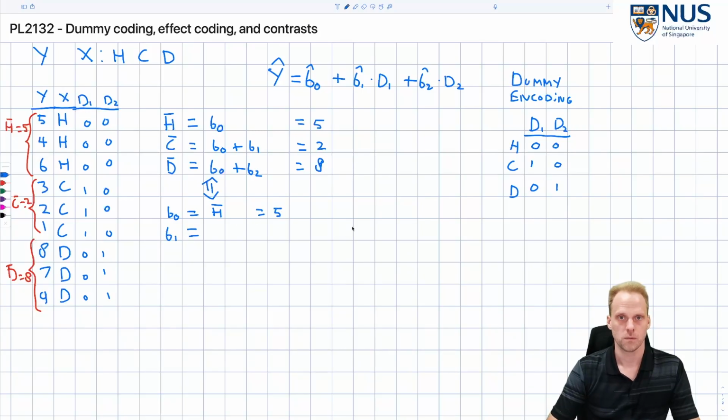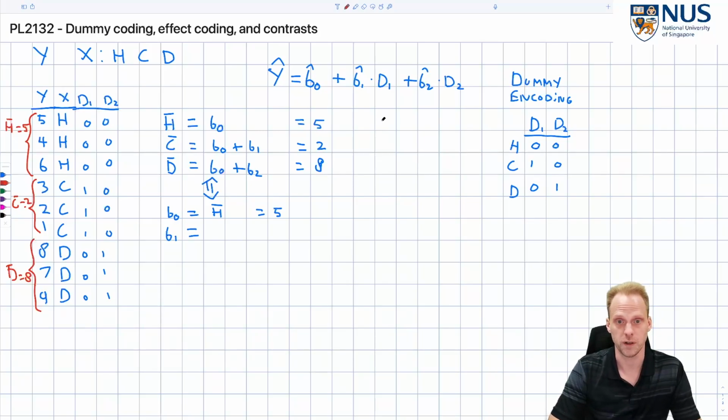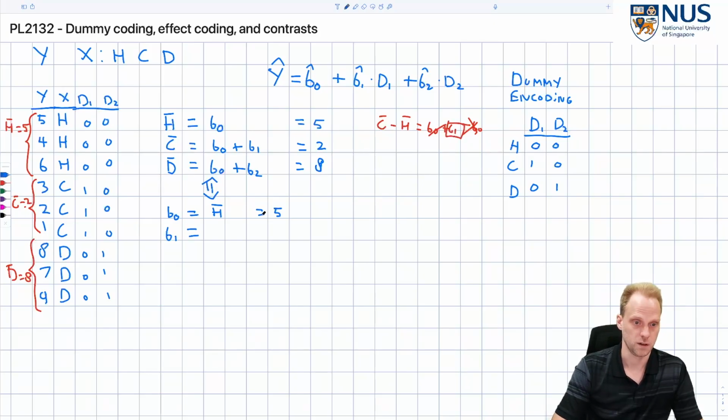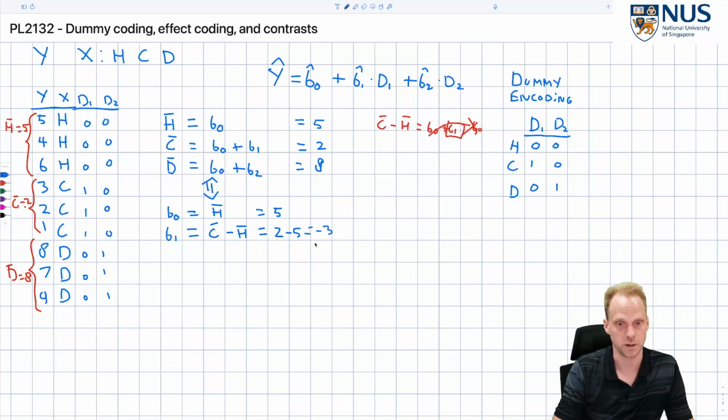B1. So what is B1 here? Well, what we could look at is, for example, what happens if we do the mean of cats minus the mean of hamsters. Then we get B0 plus B1 minus B0. These things cancel out and we're left with B1. So that means that the B1 parameter is actually the average of cats minus the average of hamsters, which in this case equals 2 minus 5 equals minus 3.